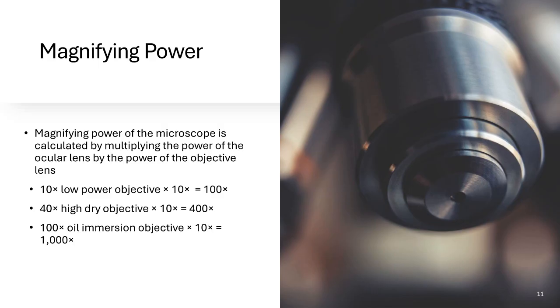Again, the magnifying power of the microscope, you calculate it by multiplying the ocular lens, which is always 10x, times the power of the objective. If you have a 10x low power, then it's 10 times the 10 of the ocular. That's 100x magnification. 40x objective times the 10x ocular, it's a 400x total power. 100x oil immersion objective times the 10x ocular is 1,000x magnification.